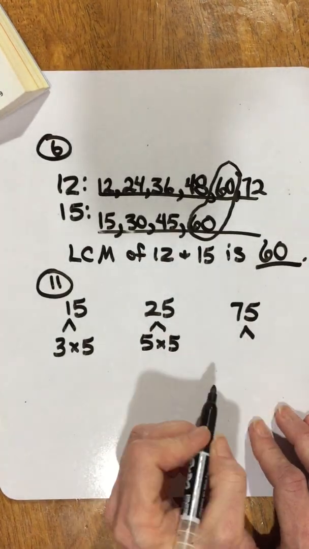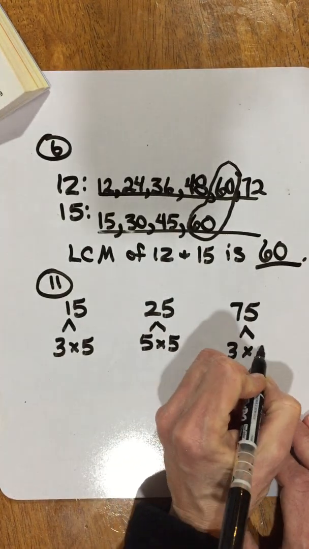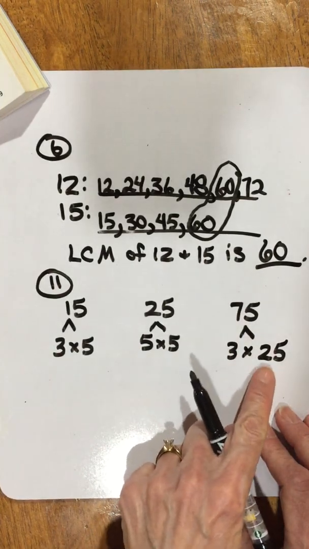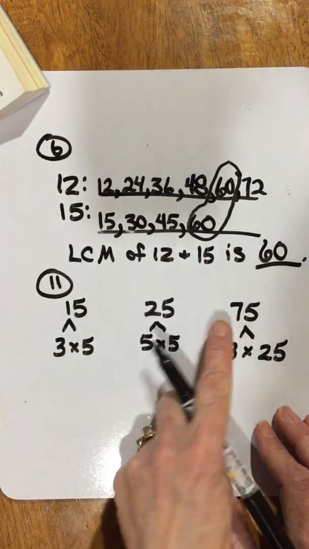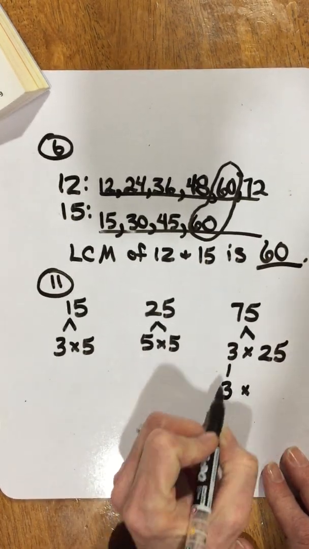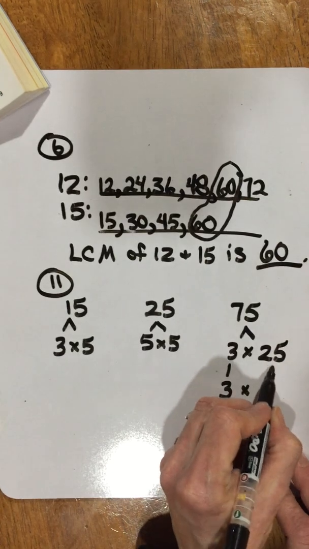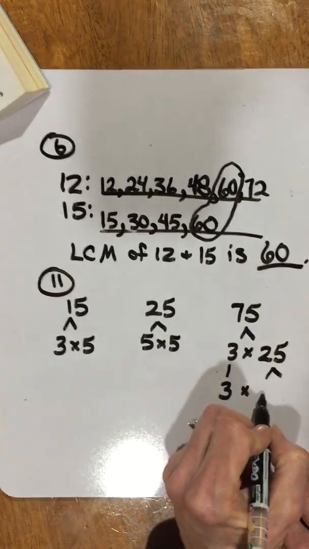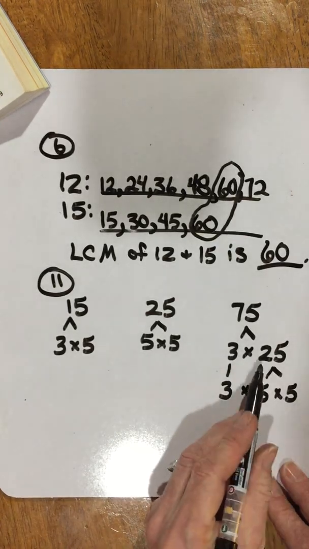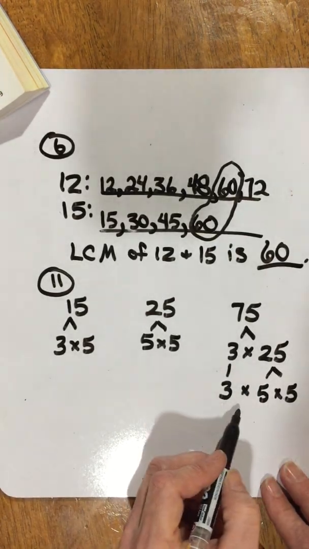75 takes a little more work. I know 3 times 25 is 75 because 3 quarters, like the quarters you carry in your pocket, makes 75 cents. So I know that one. 3 comes down, we reuse it. Now we break up the 25 into 5 times 5, and that's equal to 25. So we're done. They're all prime.